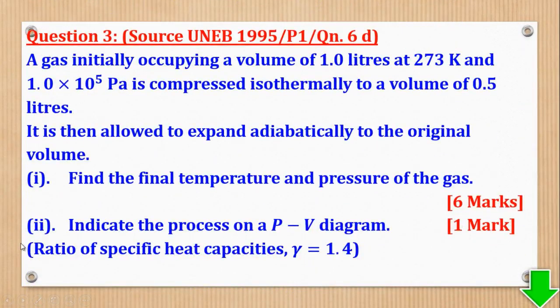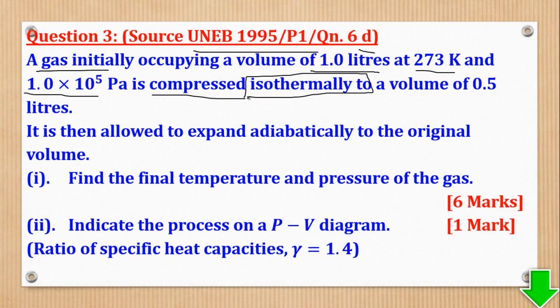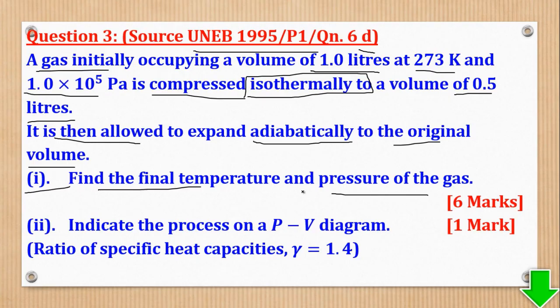So we can now go to question 3. Question 3 came from UNEB of 1995, paper 1, question 6D, and it says, a gas initially occupying a volume of 1 liter at 273 Kelvin and 1 exponent 5 pascals is compressed isothermally to a volume of 0.5 liters. It is then allowed to expand adiabatically to the original volume. Roman 1, find the final temperature and pressure of the gas. So let's first get that.